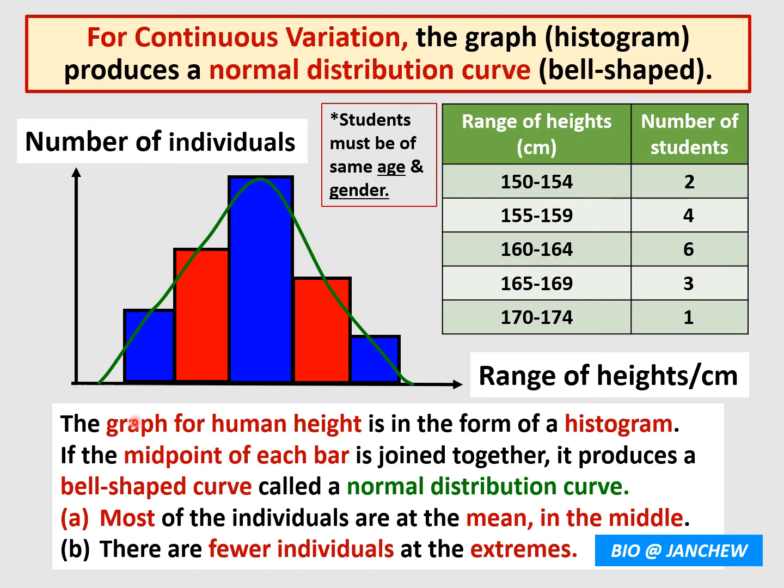And then there are fewer individuals at the extremes, meaning the shortest individuals and the tallest individuals. There are fewer of them. Okay, so that's how you get a bell-shaped curve. And this type of graph is called a histogram. That is for continuous variation.